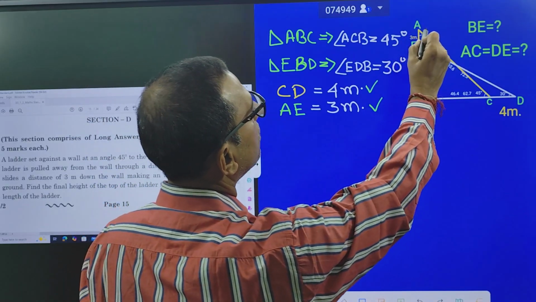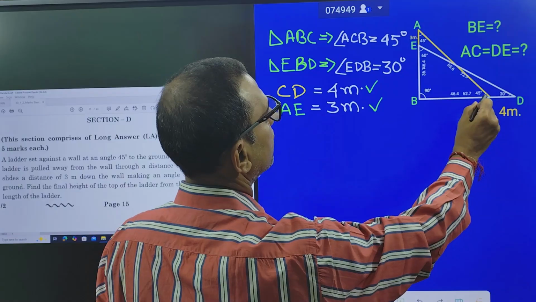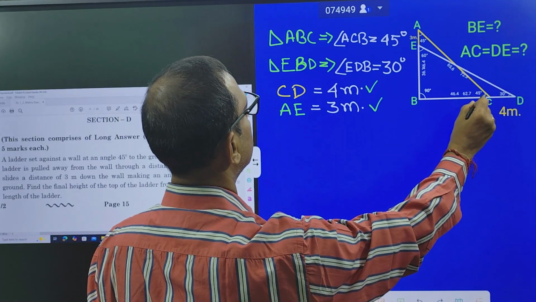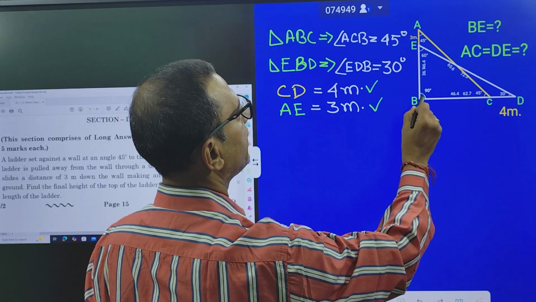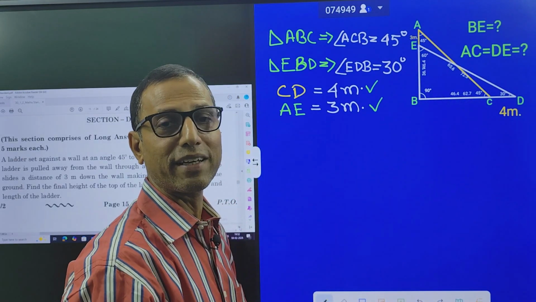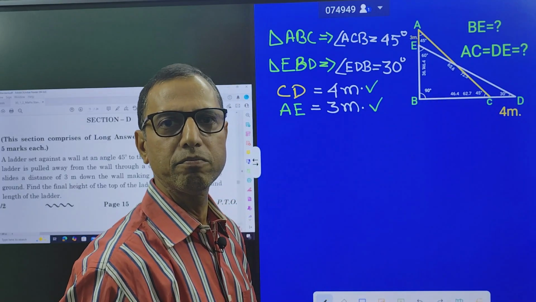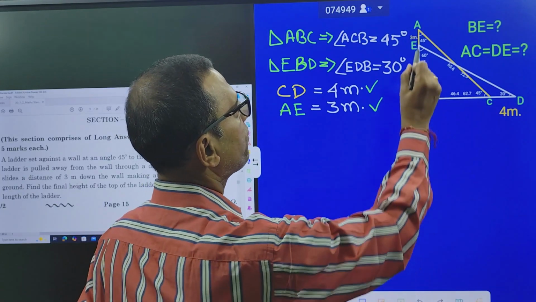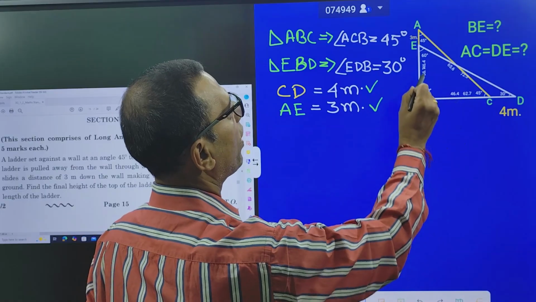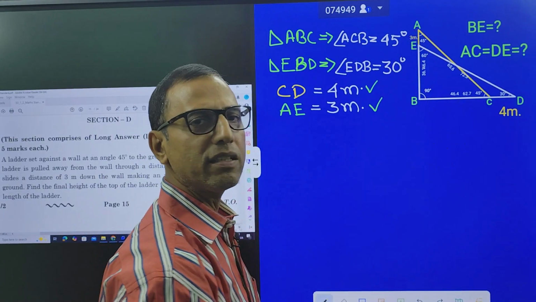Now just look into this triangle. Right triangle ABC. Since this angle ACB, it is 45 degree and this is 90 degree, that means angle BAC, that is also 45 degree. So it is a right isosceles triangle. Therefore AB equals to BC. Okay. So if AB equals to BC, already you know what is the value of BE. BE equals to AB minus AE.